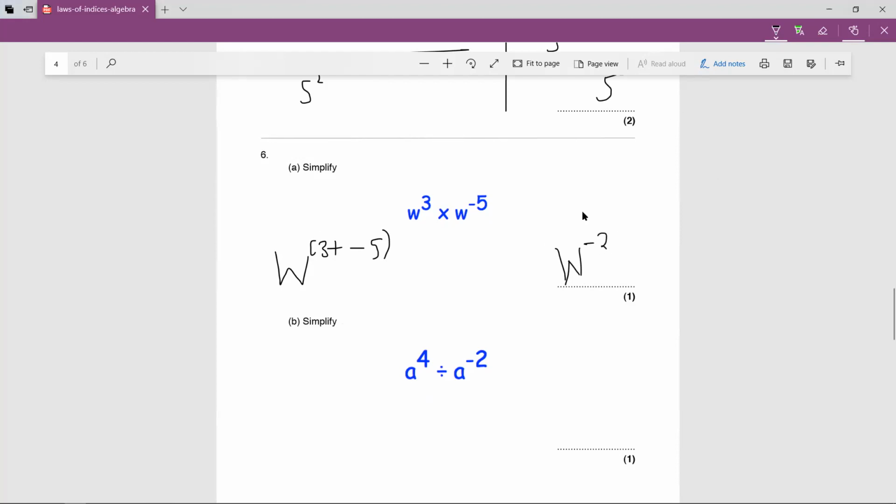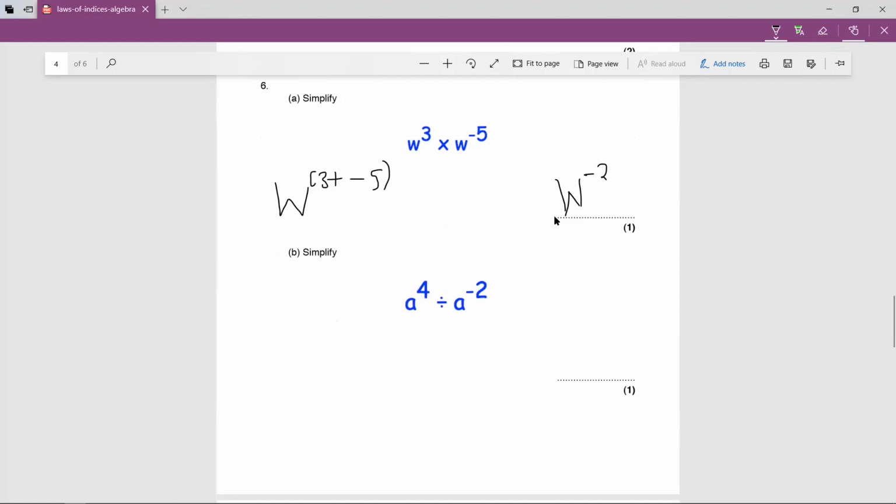In our first videos, guys, we said if you have a number raised to a negative power, that can simply be written as the reciprocal of that number. So w power negative 2 can also be written as 1 over w to the power of 2. Now let me just remove that. All right, let's go on.